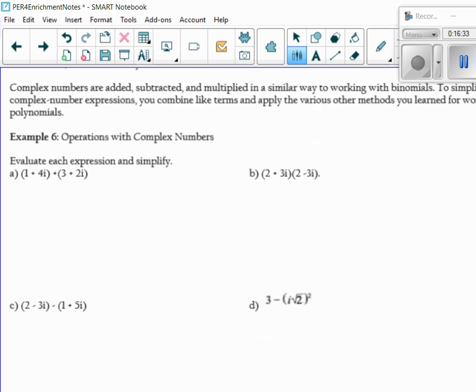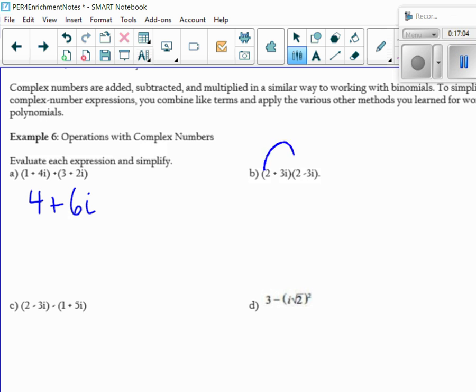Okay, so let's try this. 1 plus 4i plus 3 plus 2i. So what would we get here? We would get 4 plus 6i. So you can't simplify that any more than it is. Okay, the next one is multiplication. Do you see it looks like two binomials? So it's going to be a FOIL situation. Okay, this is really cool when you FOIL complex numbers.